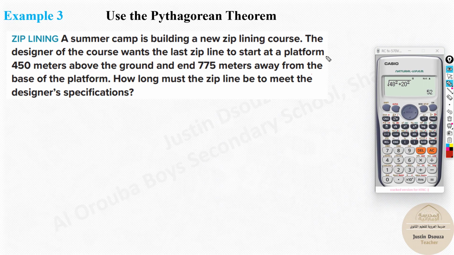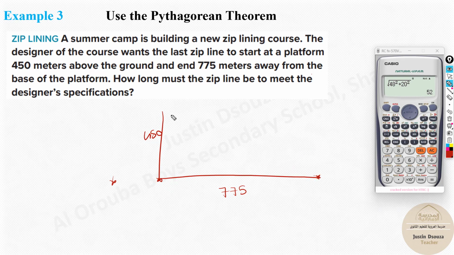A summer camp is building a new ziplining course. The designer of the course wants the last zip line to start at a platform 450 meters above the ground. Okay, let's understand this. 450 meters above the ground. So the straight height is 450, and the platform is 775 meters away from the base. That means if this is the base, it's away from here.